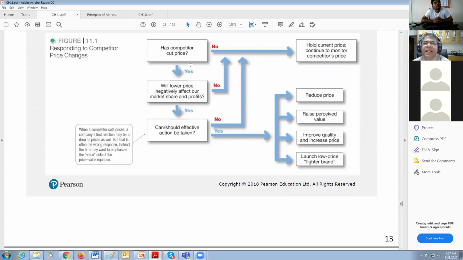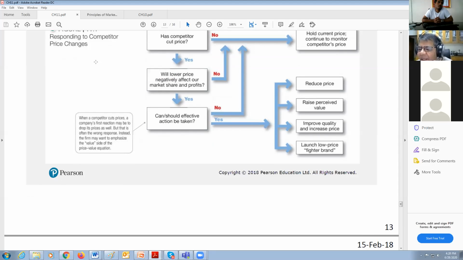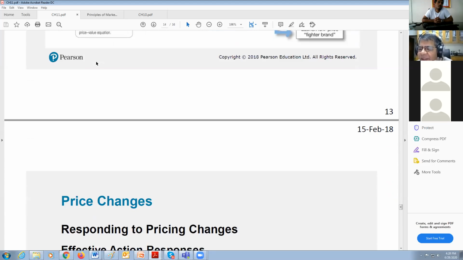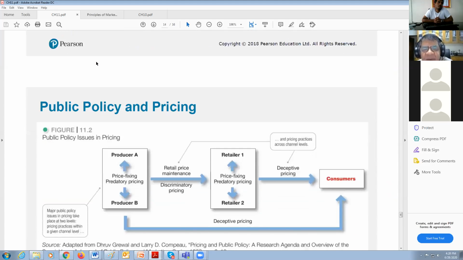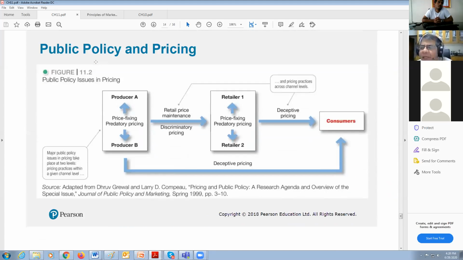Has the competitor cut price? No, hold the current price. Has the competitor? Yes. Will lower price negatively affect our market share and profits? Yes, it can. So this diagram needs to be applied when responding to customer price changes. Whenever you are looking into price changes, you need to look at policy and pricing.